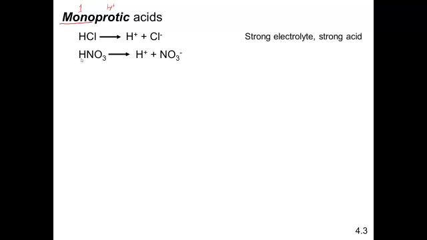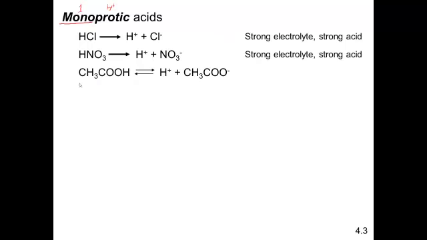Monoprotic. What's mono mean? It means one. Protic refers to proton. So monoprotic acids are those acids with one H. So something like hydrochloric acid. In this case, it's one of our strongs. So it's a strong electrolyte, it's a strong acid. If you have nitric, it is a single proton acid as well. It's another strong electrolyte or strong acid. And here is acetic acid, or vinegar. It's sometimes written like this. It can also be written like this.